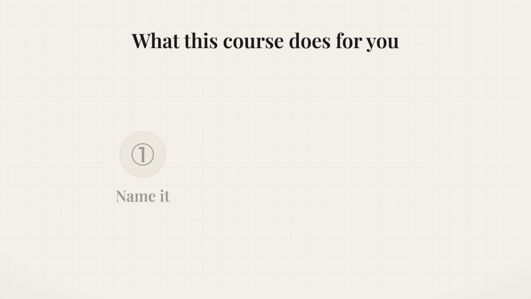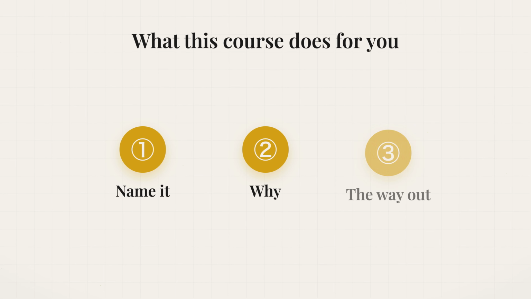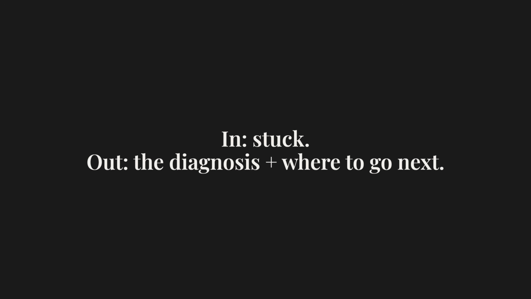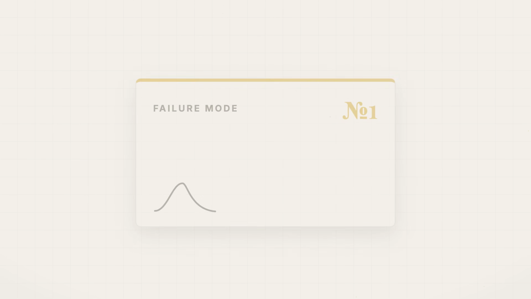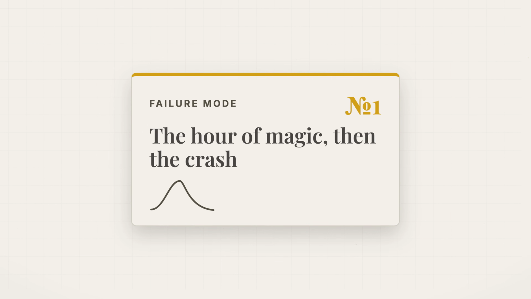We're going to name exactly what's happening to your builds, the failure modes one at a time, so you can see them coming instead of getting blindsided. We're going to show you why they happen, which is the part nobody tells you. And we're going to point you at the way out, the thing that actually holds. You came in stuck. You're going to leave knowing the diagnosis, the cause, and where to go next. That's the deal. And this first one, call it failure mode number 1, is the one that pulls everyone in.